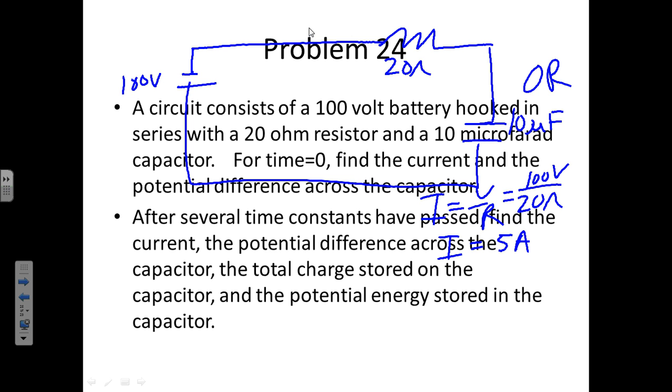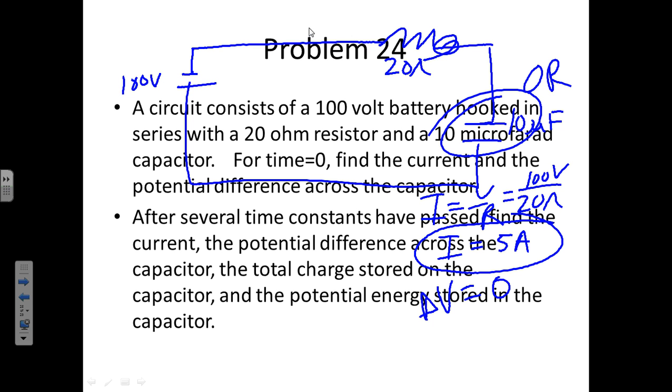So that's the current. Since the resistance of this thing is 0, what's the voltage across it right now? None. So the answer to part 1 here is we got 5 amps of current, and the potential difference, the voltage, across the capacitor is 0. Which means what's the voltage drop across the resistor to begin with? If there's 0 voltage drop here, how much voltage drop has to be here? All of it, right? So 100.